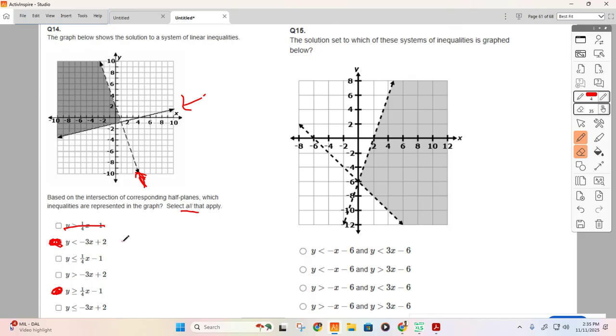So these are the 2 that we have. Y is less than -3x plus 2, and y is greater than or equal to 1/4 x minus 1.